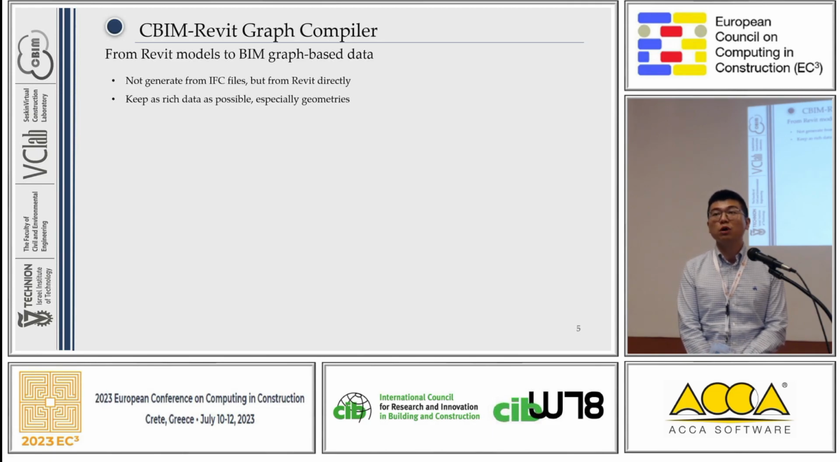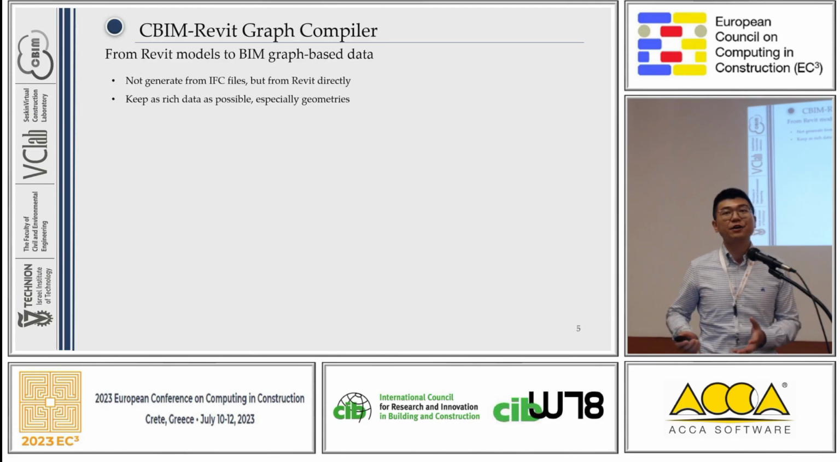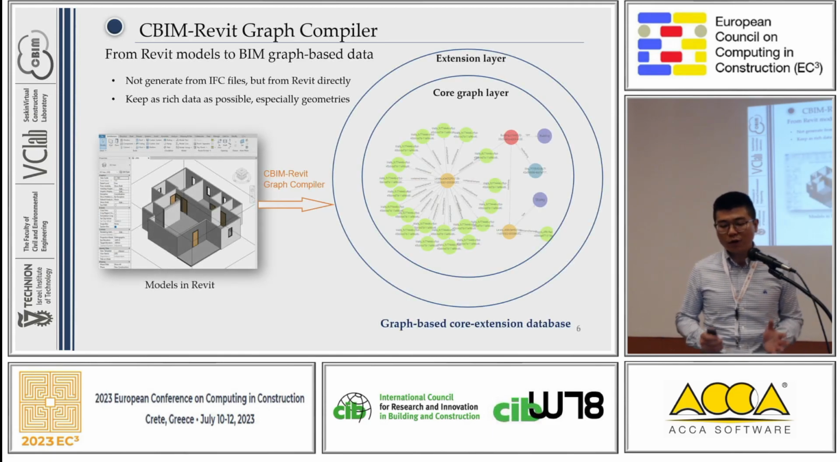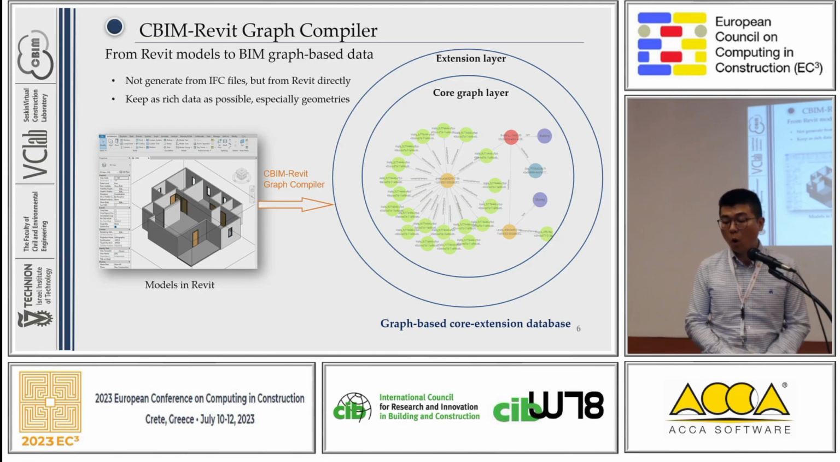But in our case, we want this graph generation process to happen inside BIM design software directly, like inside Revit. We hope we can keep as rich information as possible, especially the geometry, so it can enable the later machine learning algorithms that we use. Therefore, the CBIM Revit compiler can just read the model in Revit and compile it into a graph-based core extension database.